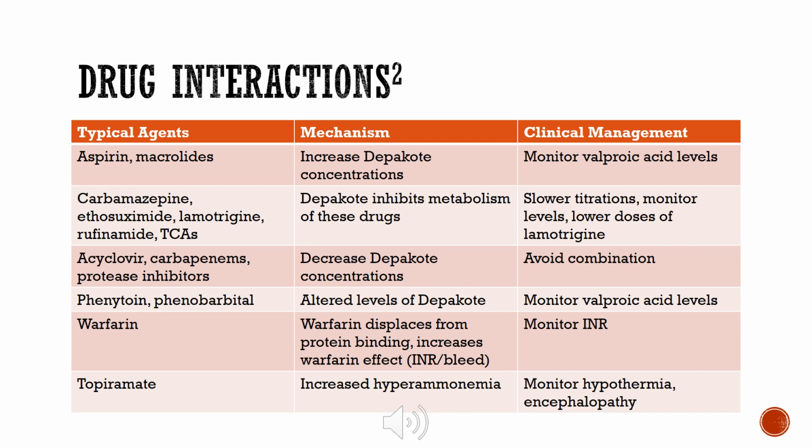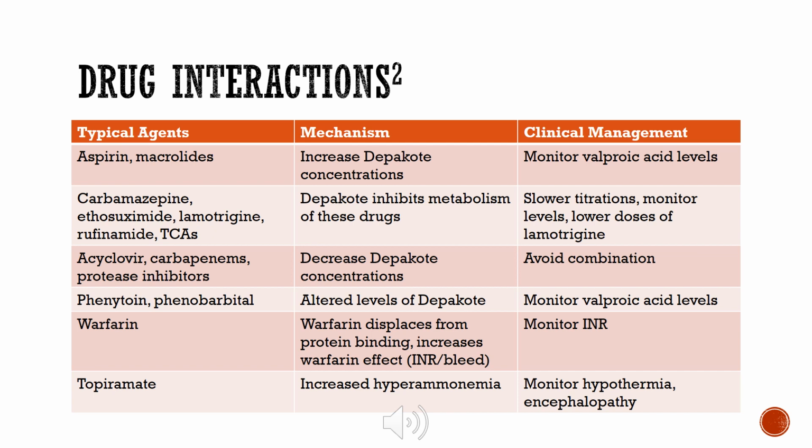With a patient taking aspirin or macrolides, we're going to see increased Depakote concentrations, and in that case we're just going to have to monitor valproic acid levels a little more closely. For a patient taking carbamazepine, ethosuximide, lamotrigine, roflumilast, or any of the tricyclic antidepressants, those medications actually get inhibited by Depakote, so there's going to be an inhibition of their metabolism. So we're going to start with slower titrations of Depakote. We're going to monitor levels a little more closely. We're going to lower doses of lamotrigine.